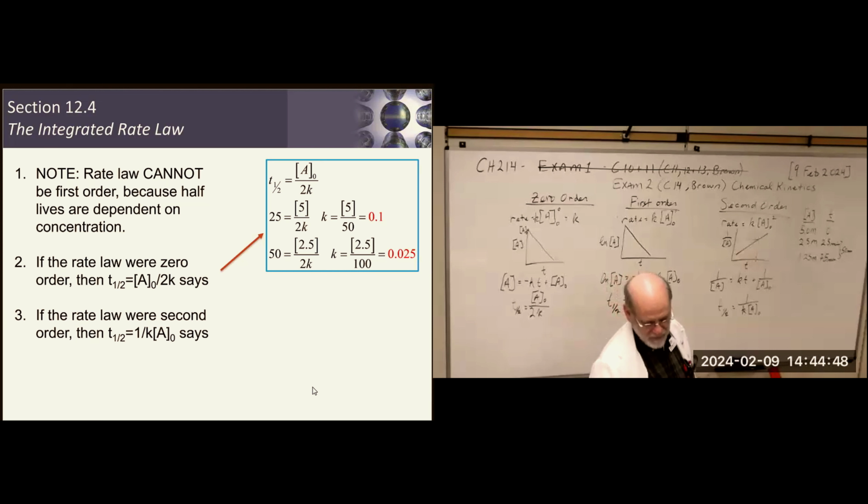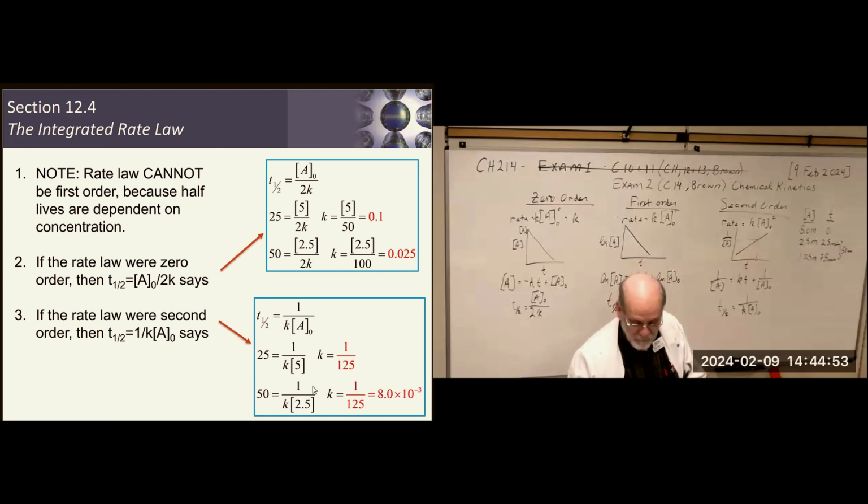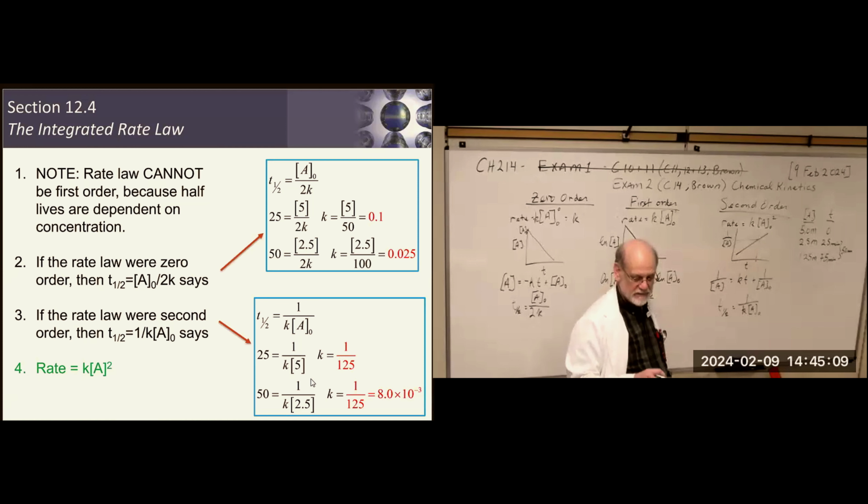All right, we're going to go ahead and calculate it just to prove it. If we plug those values in like we did before, we get the same value, 1 divided by 125 for both Ks. That nails it. So we have a second order equation for this data set. And that means the rate equals K times A to the second power. But that doesn't help us much for calculating how much is left after time. We need the integrated rate law for that one.